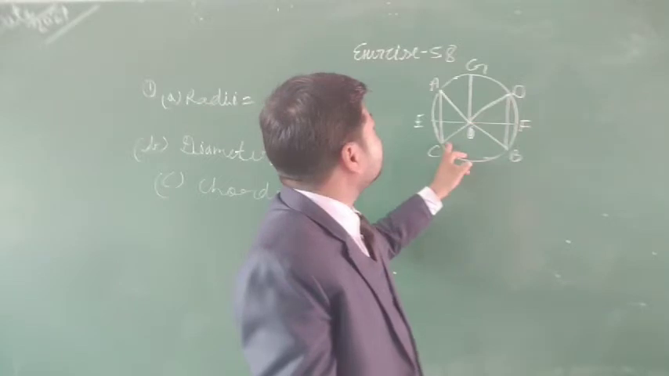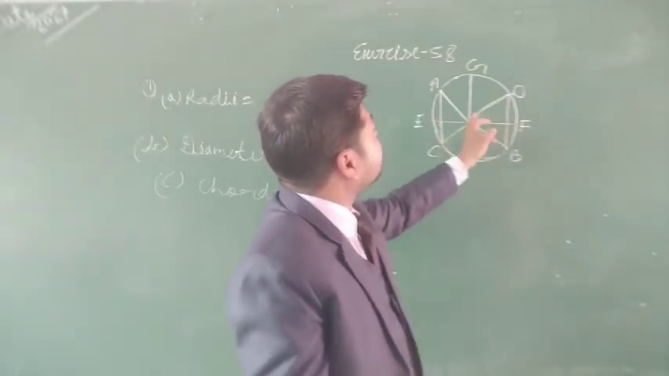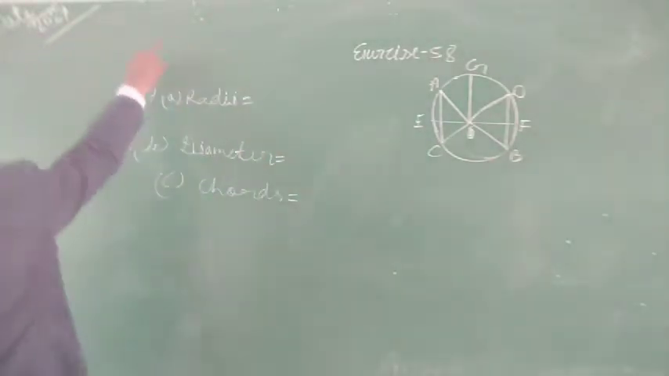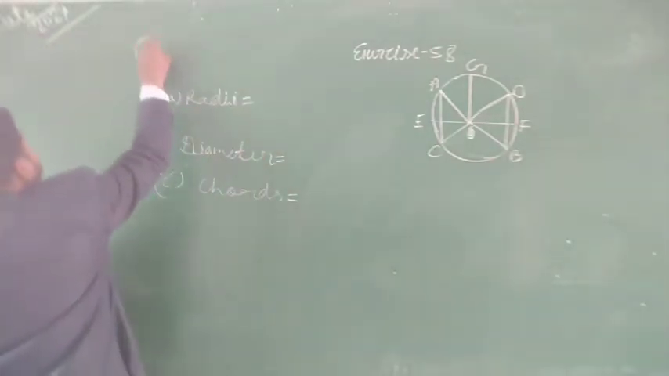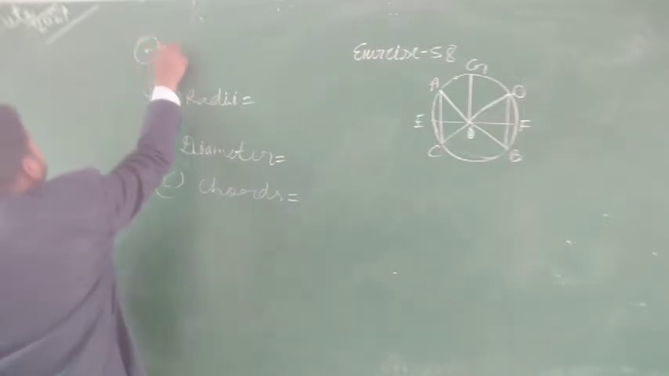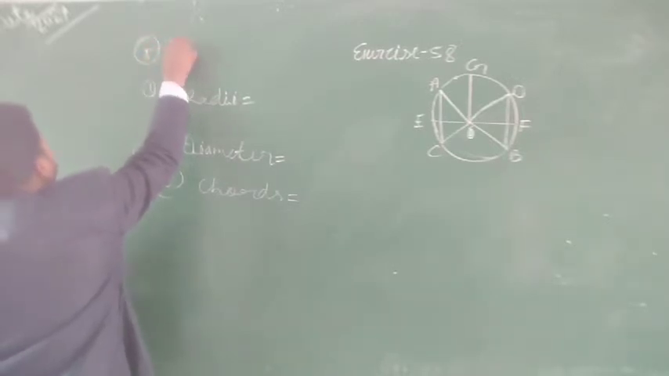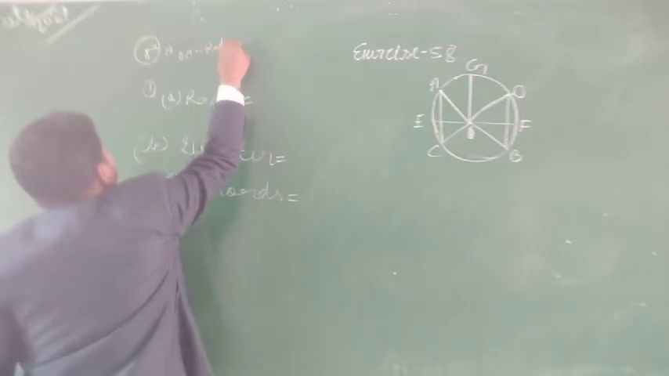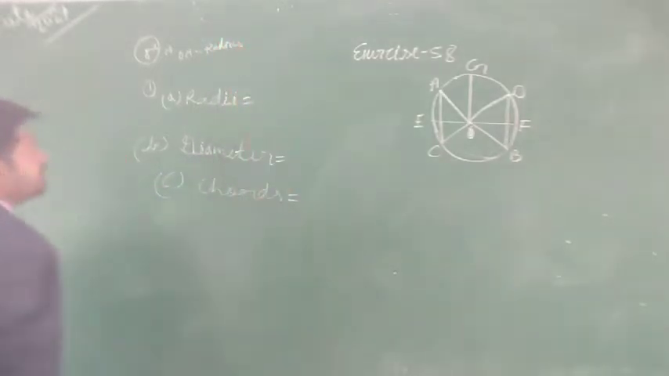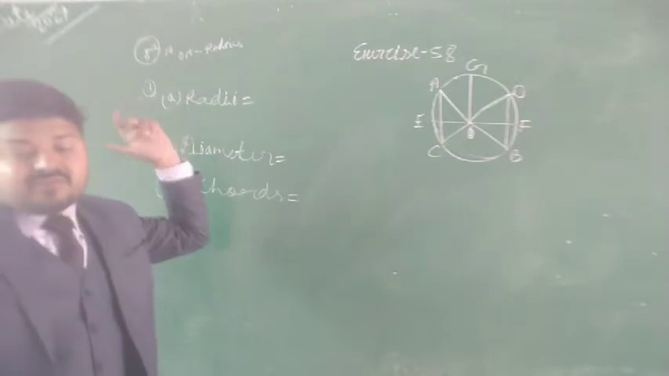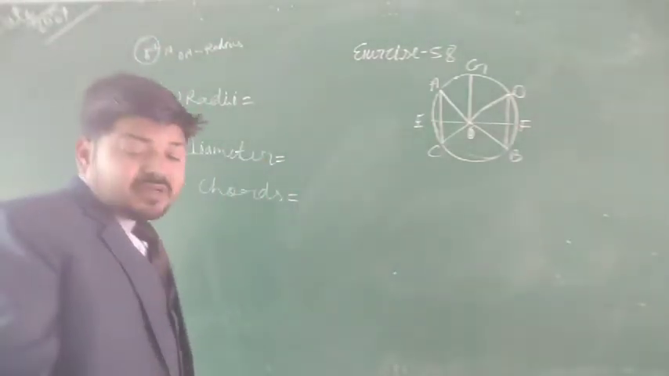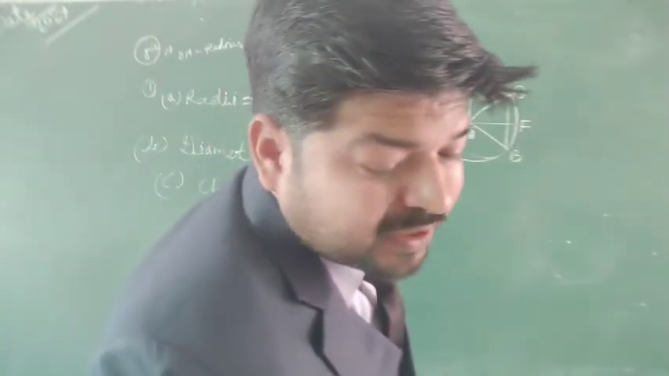OC is the radius, OF is the radius, and OG is the radius. These are the radius. Suppose you are going to make any circle of 3 cm. So this 3 cm means OA. This 3 cm will be OA equal to radius. Radii is the plural form of radius. Okay. So first I am going to tell you what are the radii.